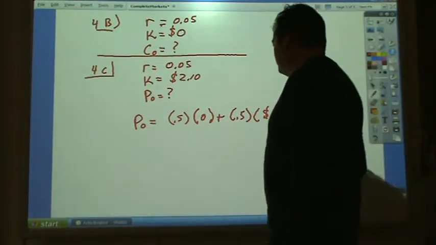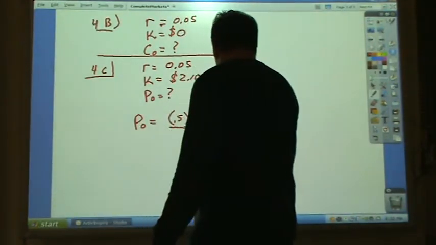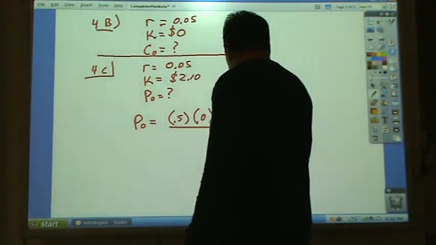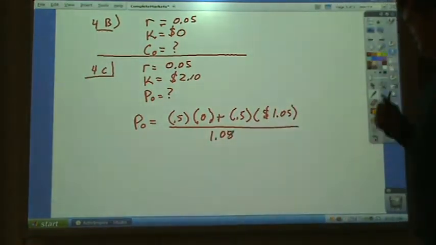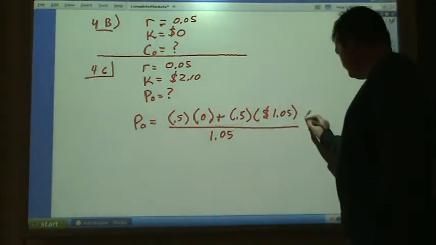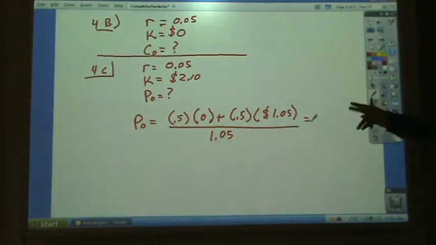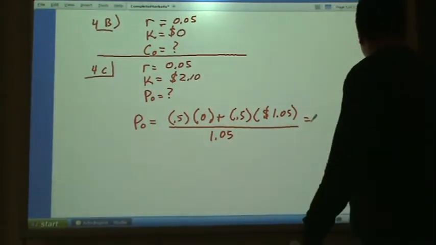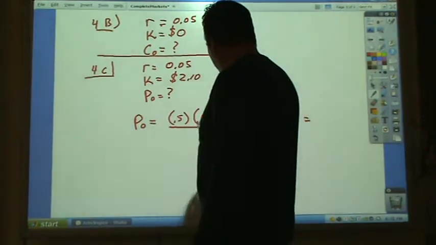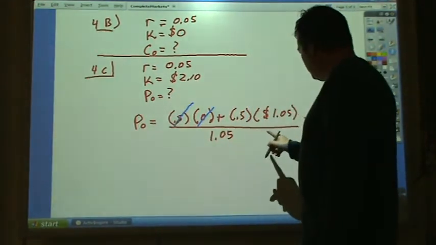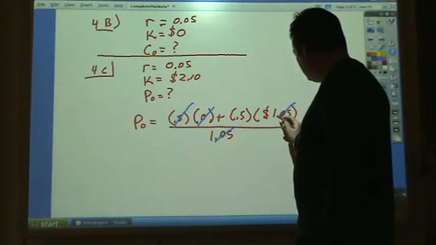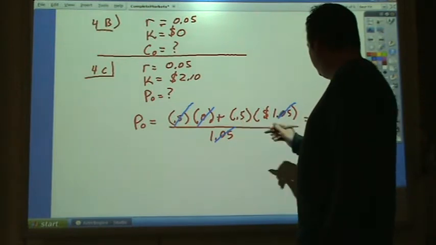And then we have to discount this back to today's dollars. So what would this be? We could say this is gone, and these two cancel, and we get 50 cents.